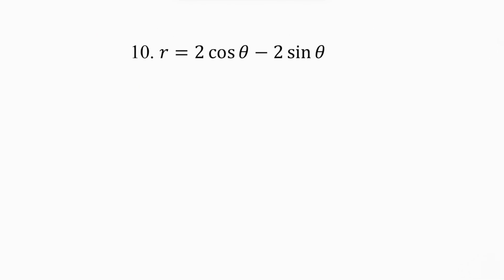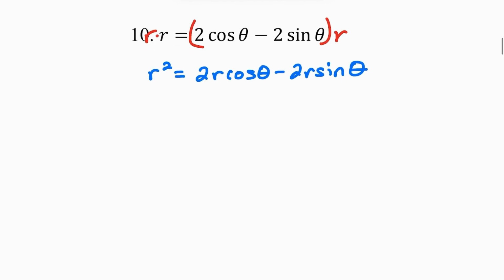All right, number 10 is very similar to what we did with number 8. What would be nice is if I had an r here and an r here. Well, in order to do that, I would have to multiply both sides by r. So you end up getting r squared equals 2r cosine theta minus 2r sine theta. Well, r squared is x squared plus y squared. r cosine is x, r sine is y.